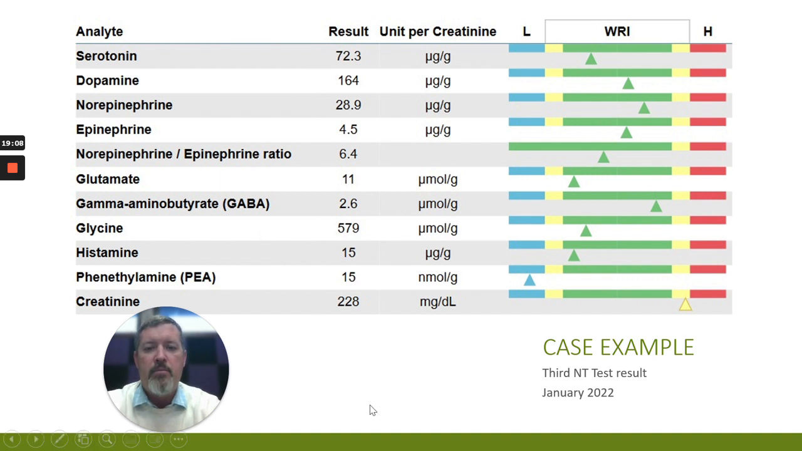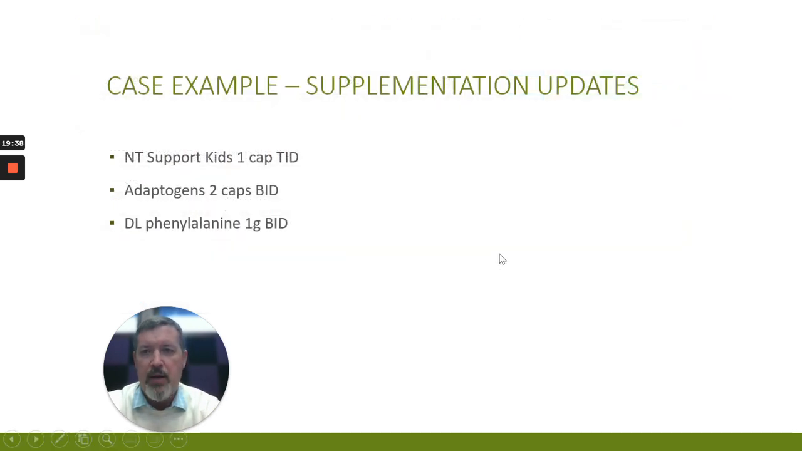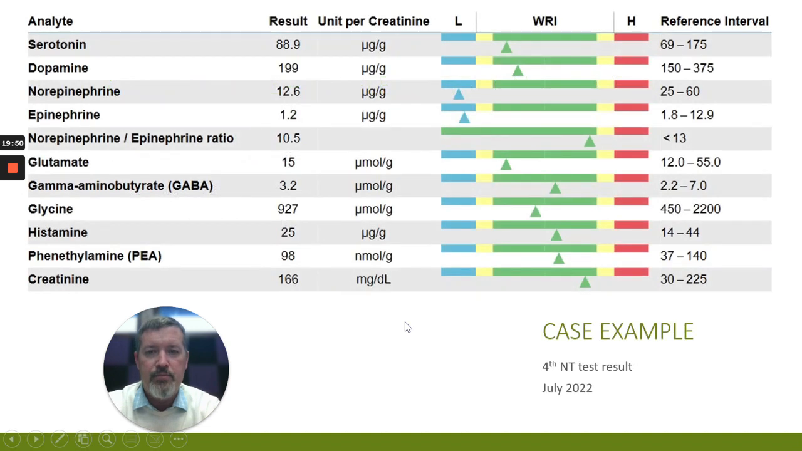The one lagging indicator here is the PEA, and for a low PEA we classically would give a DL-phenylalanine to support, which is not in the neurotransmitter support kids, so that would be an entirely separate product. On the whole, I should have included his assessment form, but literally every 2 and 3, the worst score he had was a 1. So it was definitely helping. That's when we added the DL-phenylalanine, 1,000 milligrams twice a day. Kept these the same. And there we go.